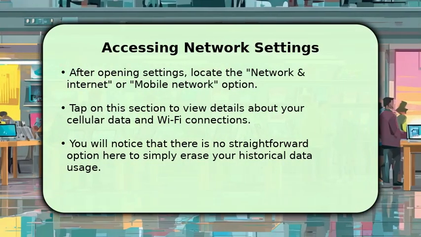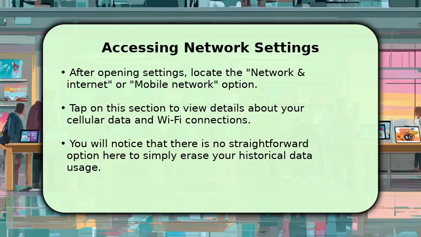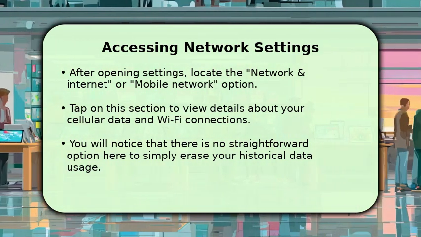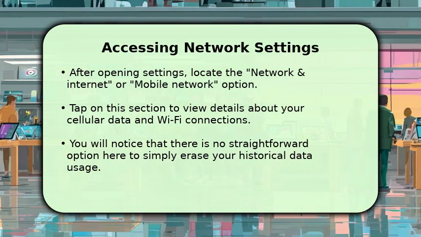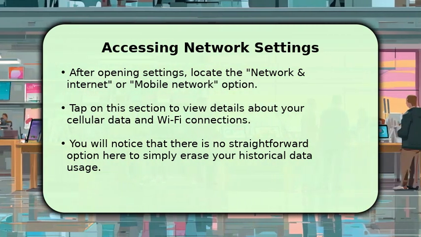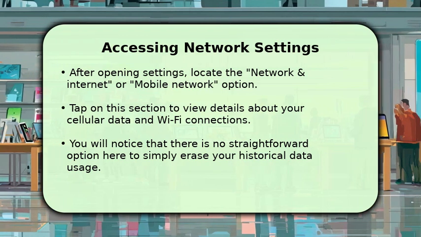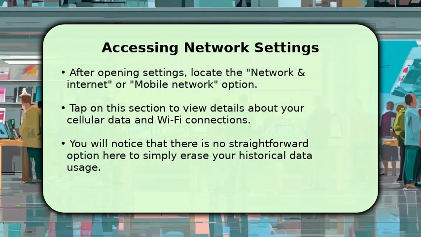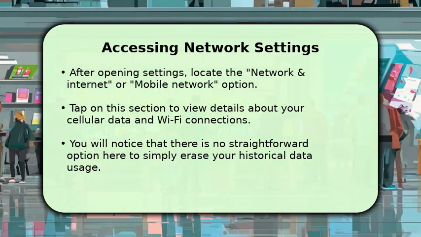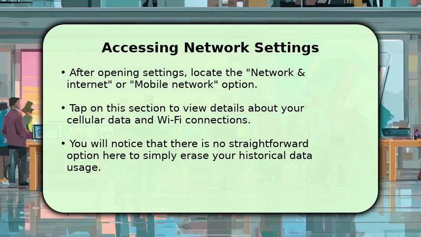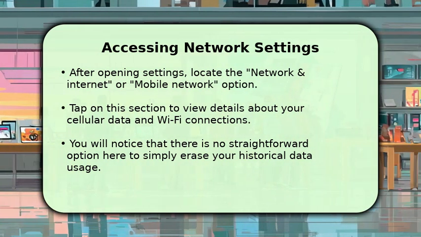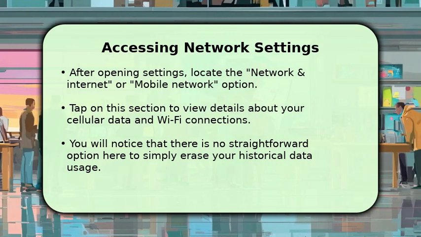Once inside the settings, scroll down and look for an option like Network and Internet or Mobile Network, depending on your Vivo model. Tap on this selection to reveal your connection settings and data management features. Here, you will find details about your current data usage, but no immediate button to clear the past records. We need to go a bit deeper for our solution.